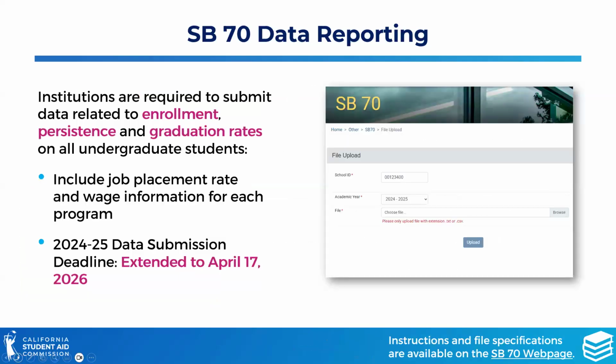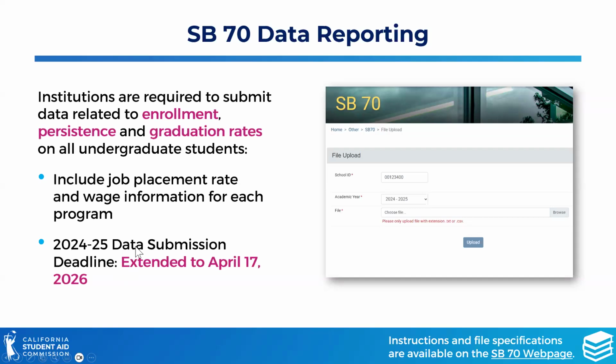And then SB 70 reporting. So for those campuses who offer programs, I'm confusing that with the other report that campuses use. For campuses that have programs that lead to employment, there's another type of report that those campuses are submitting as well. But SB 70 is an annual report that schools have to submit with this data. You report what your enrollment levels and persistence and graduation rates are. And this is where you also include job placement rate and wage information for those programs.